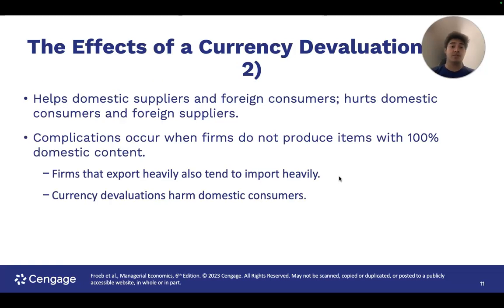This slide talks about how the domestic suppliers and the foreign consumers are benefited by currency devaluation, but they're hurt because domestic consumers, the Mexican consumers, aren't going to be able to buy from these foreign suppliers because it's way too expensive for them. And that's all.